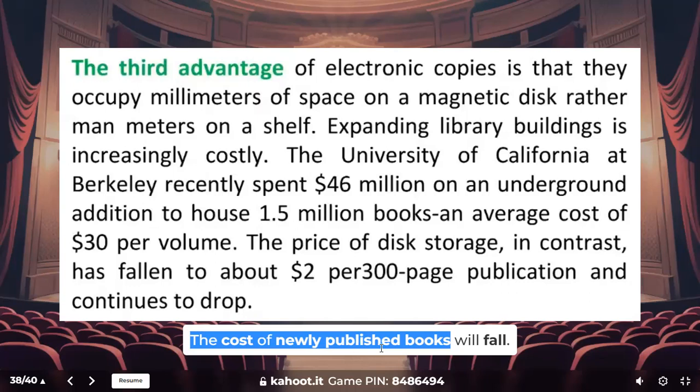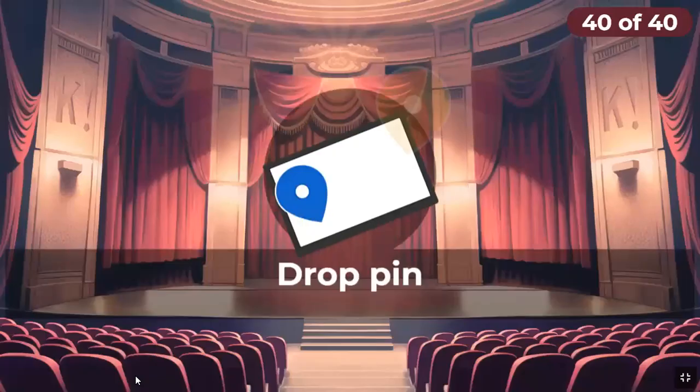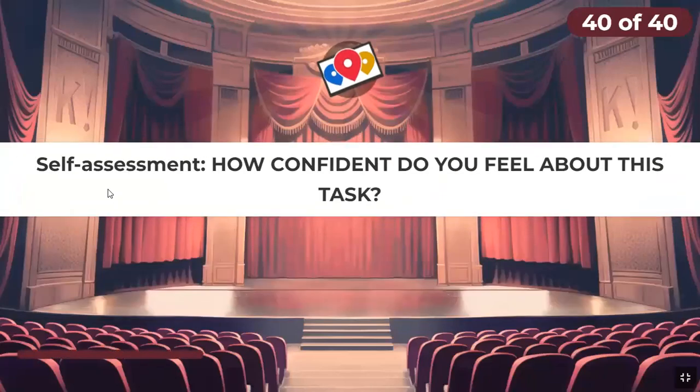We don't have this. Where did you get true from? They saw the price and thought it meant the cost, and didn't notice it is not the price of books, it is the price of disk storage. We don't know whether the price of newly published books will fall or not. No information on this. So this is why you have to choose not given.